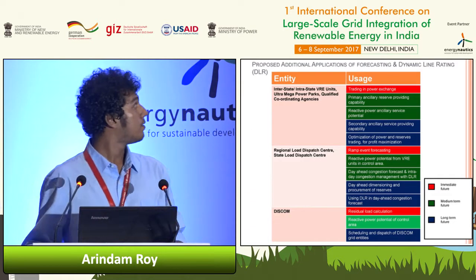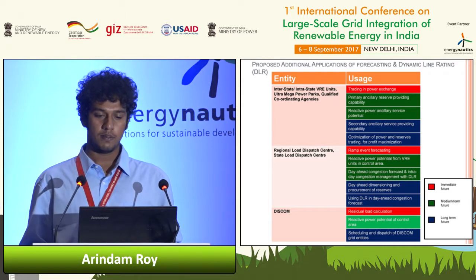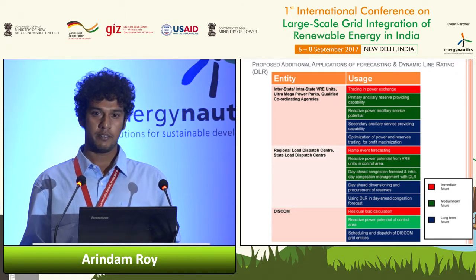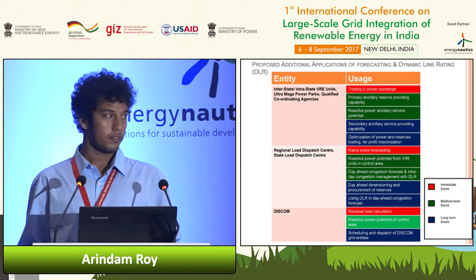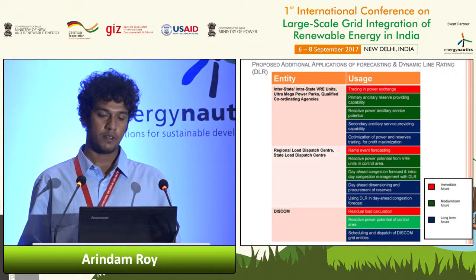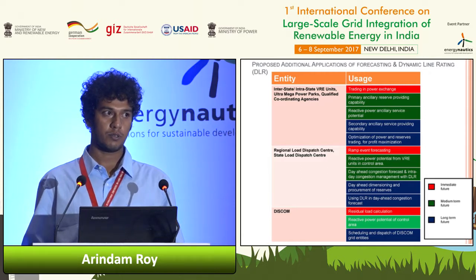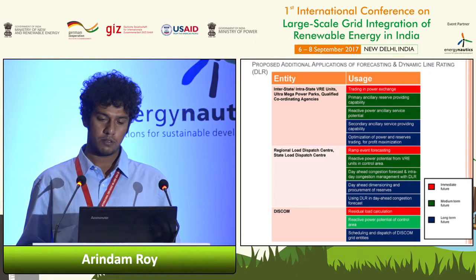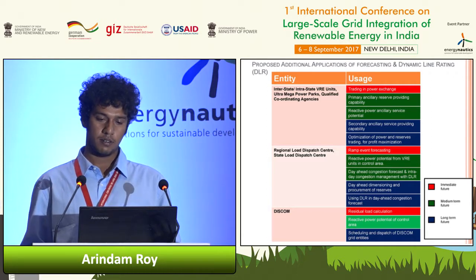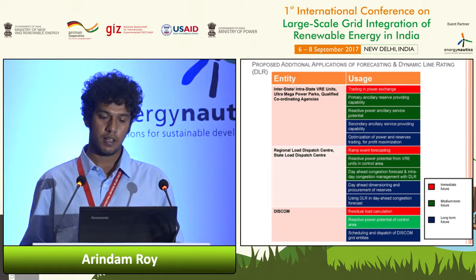So we have suggested the different applications in a qualitative time format for three different entities: the variable renewable energy plants themselves, the load dispatch centers, and the distribution companies. It includes applications from trading, ancillary service, ramp event, and residual load.